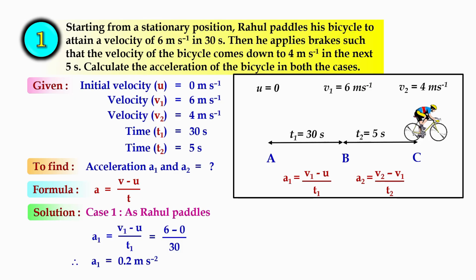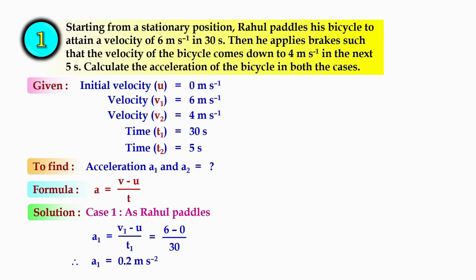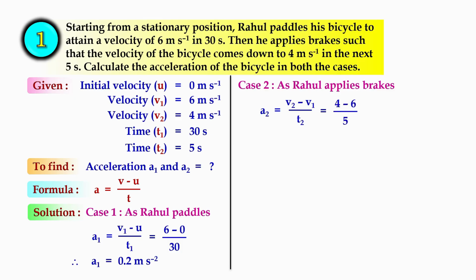Now let us calculate the acceleration when Rahul applies the brakes. In this case, the initial velocity is 6 meters per second and the final velocity becomes 4 meters per second. The time taken is 5 seconds. We again use the formula: acceleration equals final velocity minus initial velocity divided by time. Substituting the values, we get acceleration equals 4 minus 6 divided by 5. This gives minus 2 divided by 5.